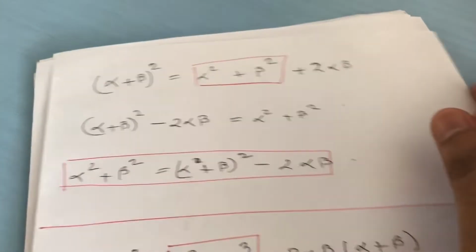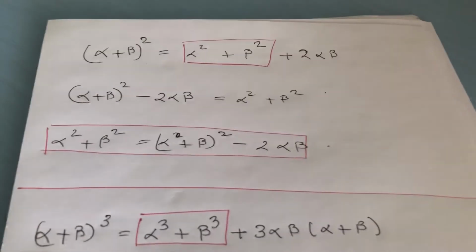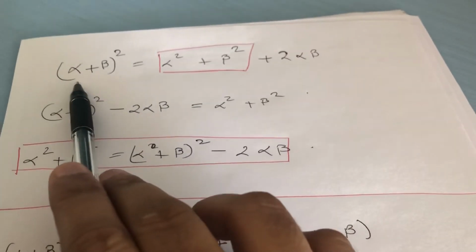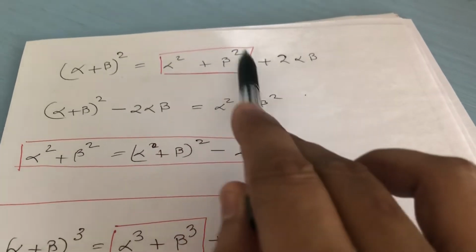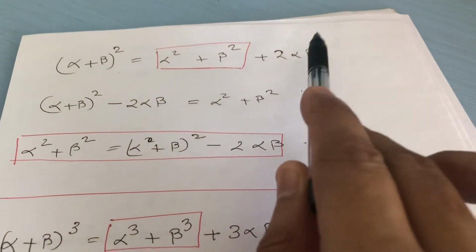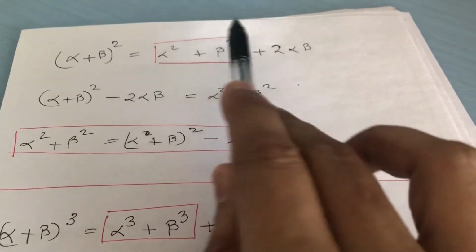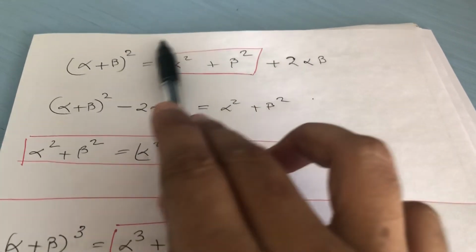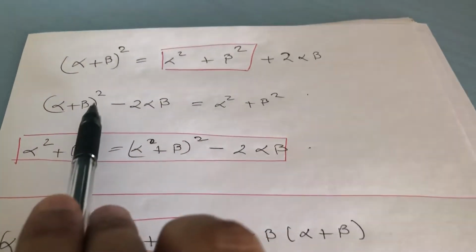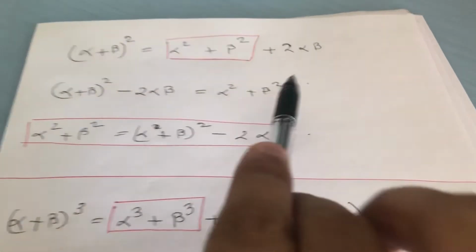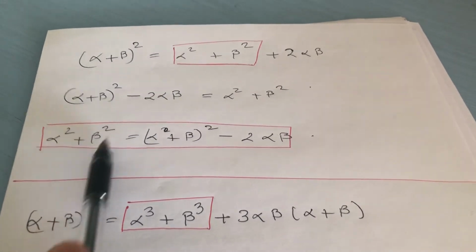Now we will learn some new formulas, 2 new formulas. Okay. We all know this formula, alpha plus beta whole square is alpha square plus beta square plus 2 alpha beta. Now suppose we want a formula for alpha square plus beta square. What do we do? We take the 2 alpha beta to that side. So we get alpha plus beta whole square minus 2 alpha beta is alpha square plus beta square. Hence we get this formula for alpha square plus beta square.